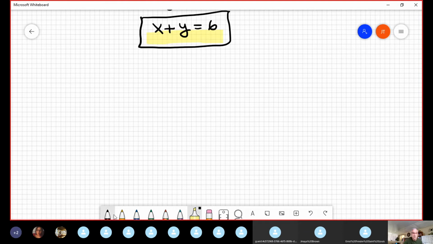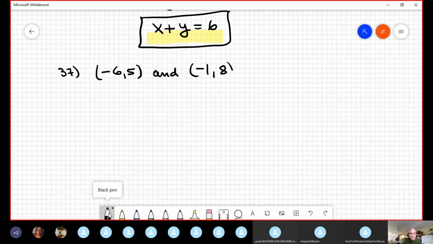Okay, no secret. Let me change the flavor. Now in this case, 37 is different. You have 2 points given, (-6, 5) and (-1, 8). You need to find the equation of the line connecting both points in standard form. This is the idea. Again, we have 2 steps.